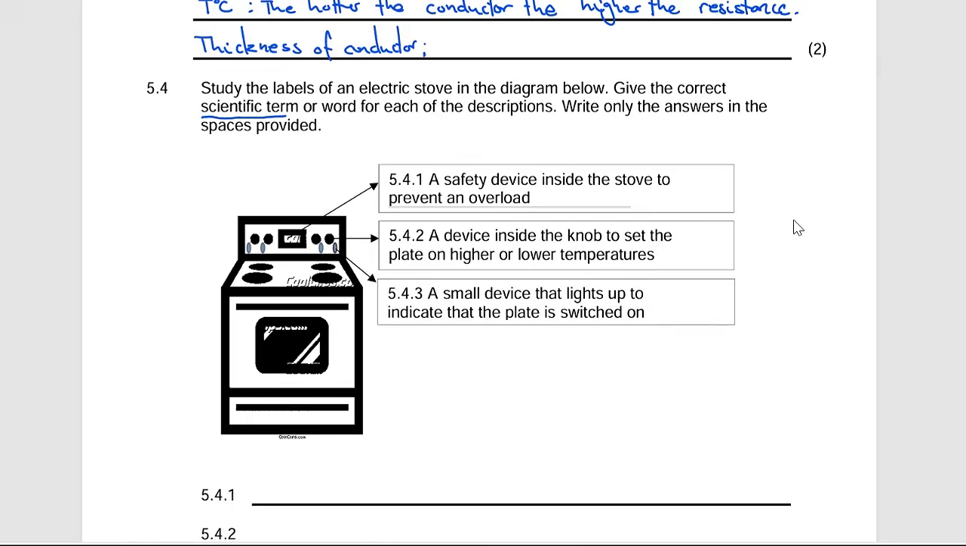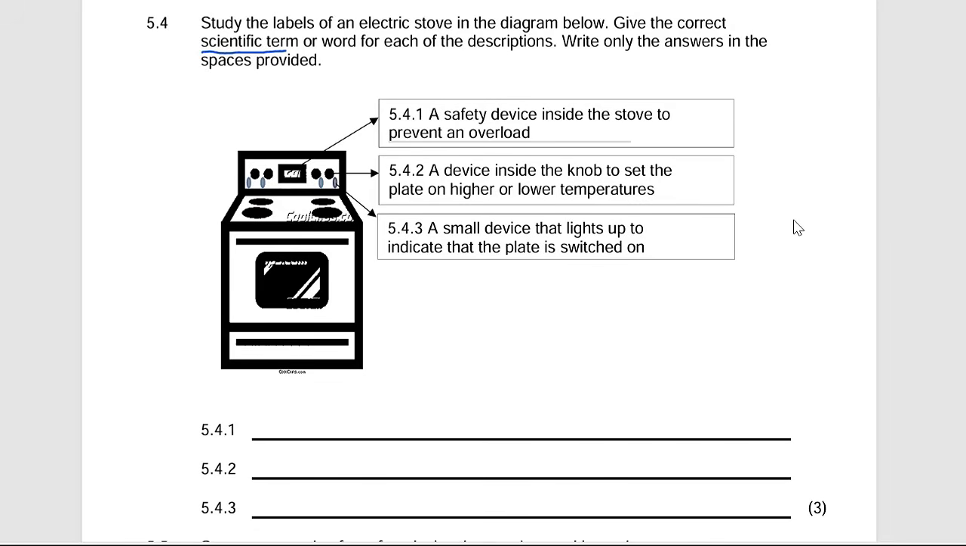Now we're having 5.4.1, which reads a safety device inside the stove to prevent an overload. So this one we're going to refer to as a fuse. It prevents overload. Once there is overload, it actually burns, and if it burns, it means it's going to cut off the power supply, hence protecting our appliances.